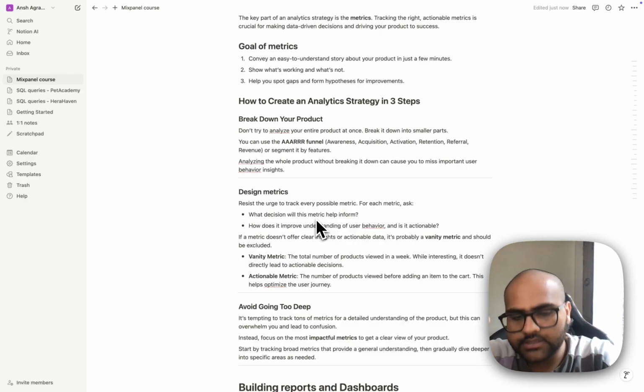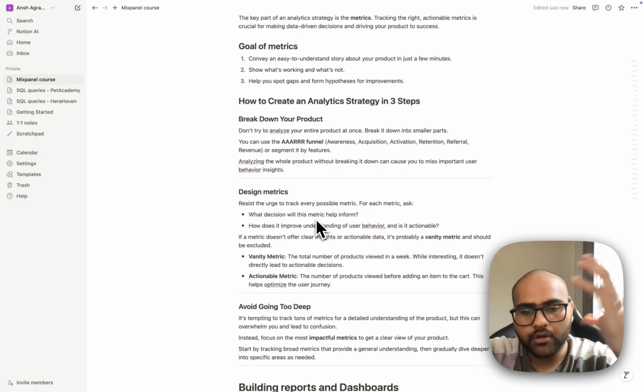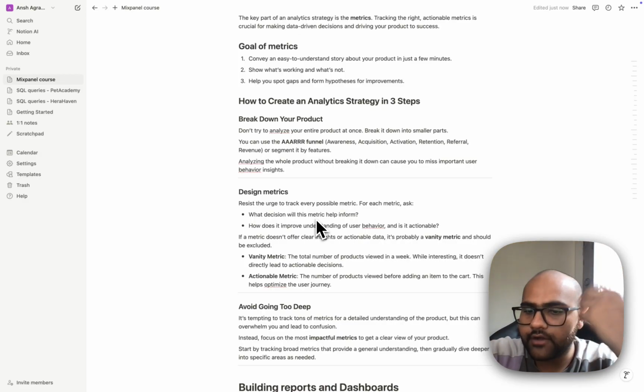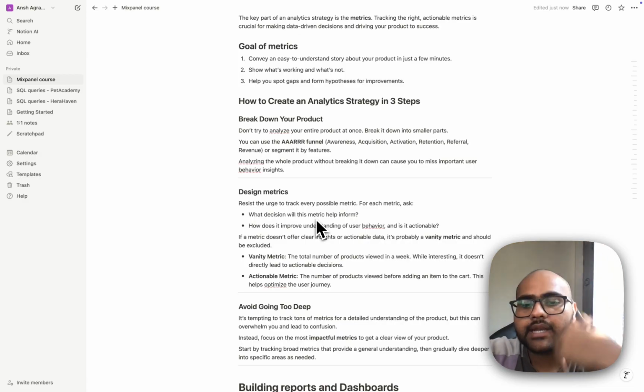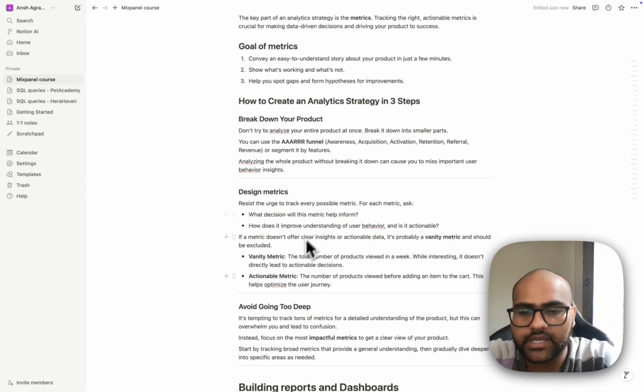And the journey here is to ideally start by tracking broad metrics that provide a general understanding of how things are performing, and then gradually dive deeper into specific areas as needed.